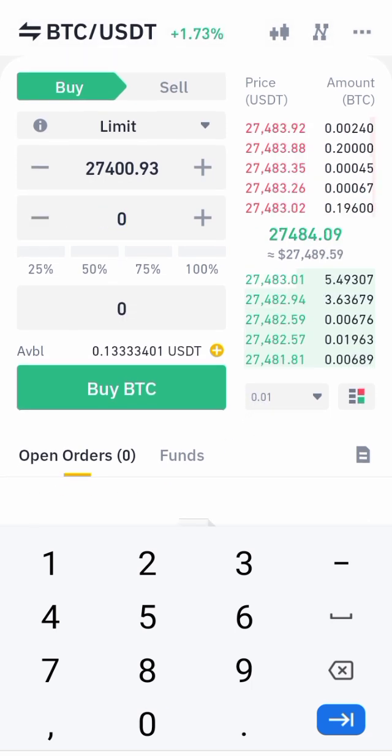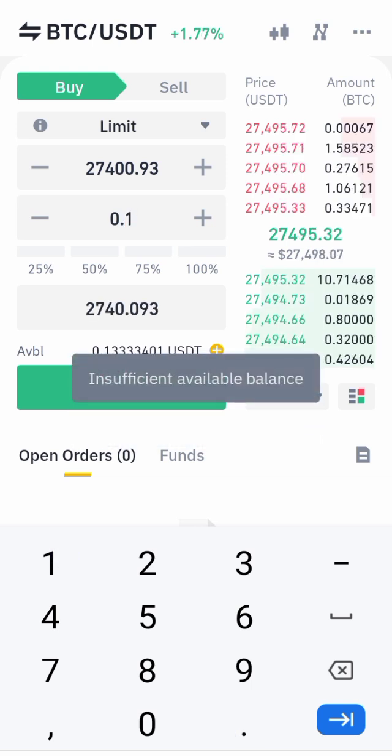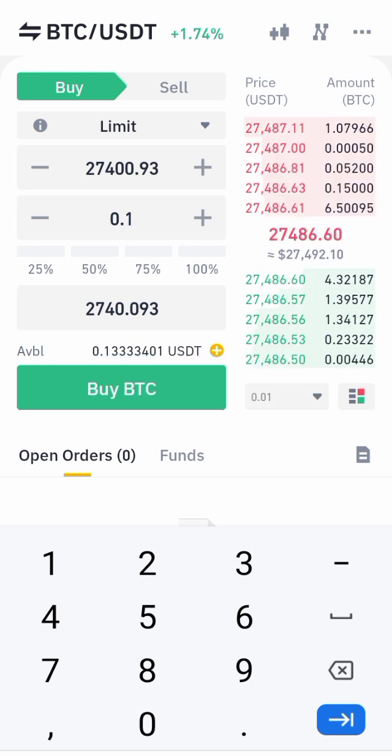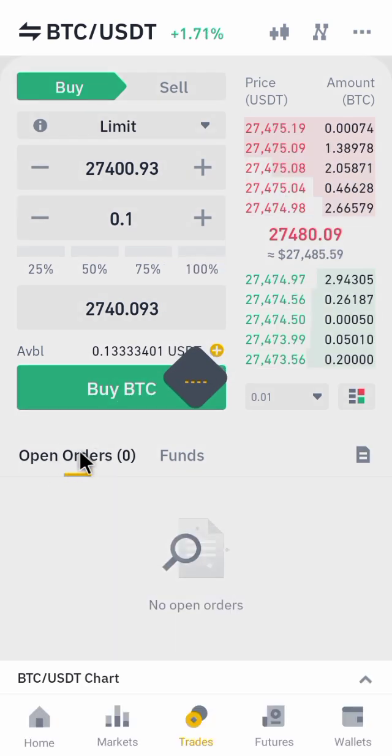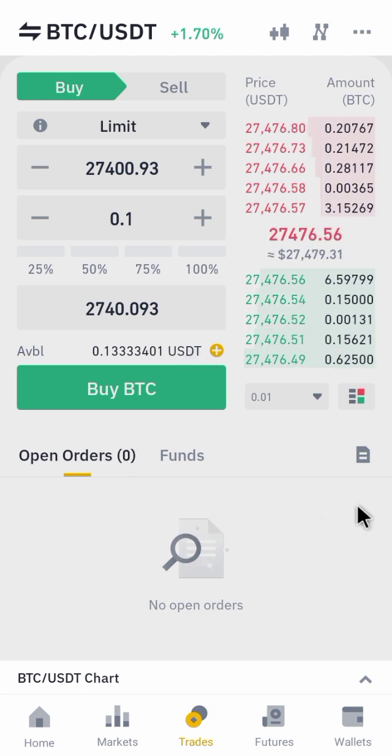If I enter 0.1, it won't go through because it says insufficient balance, since the minimum trading value should be 10 USDT. So that's how it goes. When you are done with the amount you want to use to trade, you go to the buy option. When you click on buy, your order will be in the open orders, and you can choose to cancel your order anytime you want. The same applies to the sell.